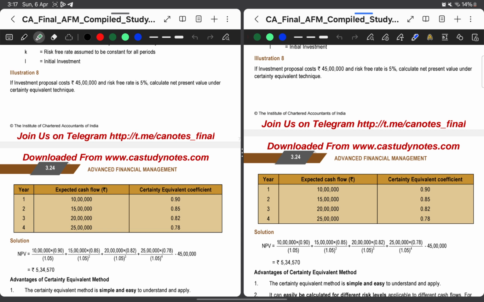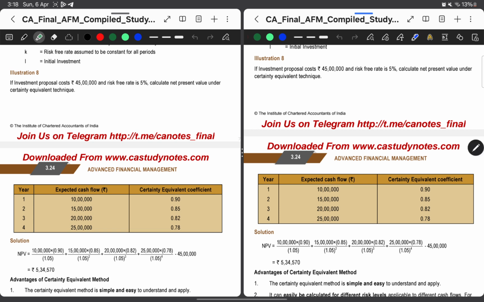The certainty equivalent technique is nothing but this: my future expected cash flows, I will take a certainty equivalent coefficient and multiply it with that expected cash flow. Then that value I'll discount with the risk-free rate, and then I'll arrive at an NPV. If the NPV is positive, then I'll go ahead with the project. If it is negative, then I will not accept the project. So let's dive into the question now.